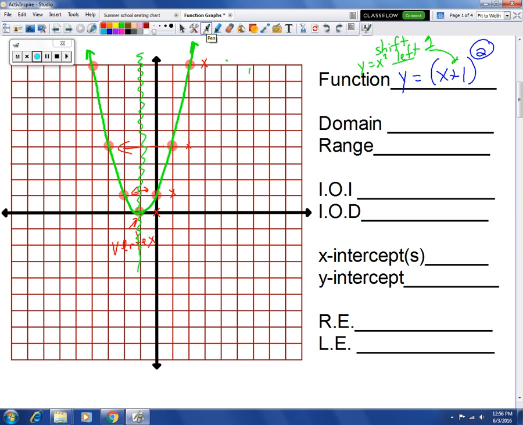But think about it. What can we substitute? We can substitute 0. We definitely get an answer, an answer of 1 when we substitute 0. When we substitute 1, we get an answer of 4. When we substitute 2, we got an answer of 9. We substitute -2, we got an answer of 1. And we can imagine we can substitute any number.